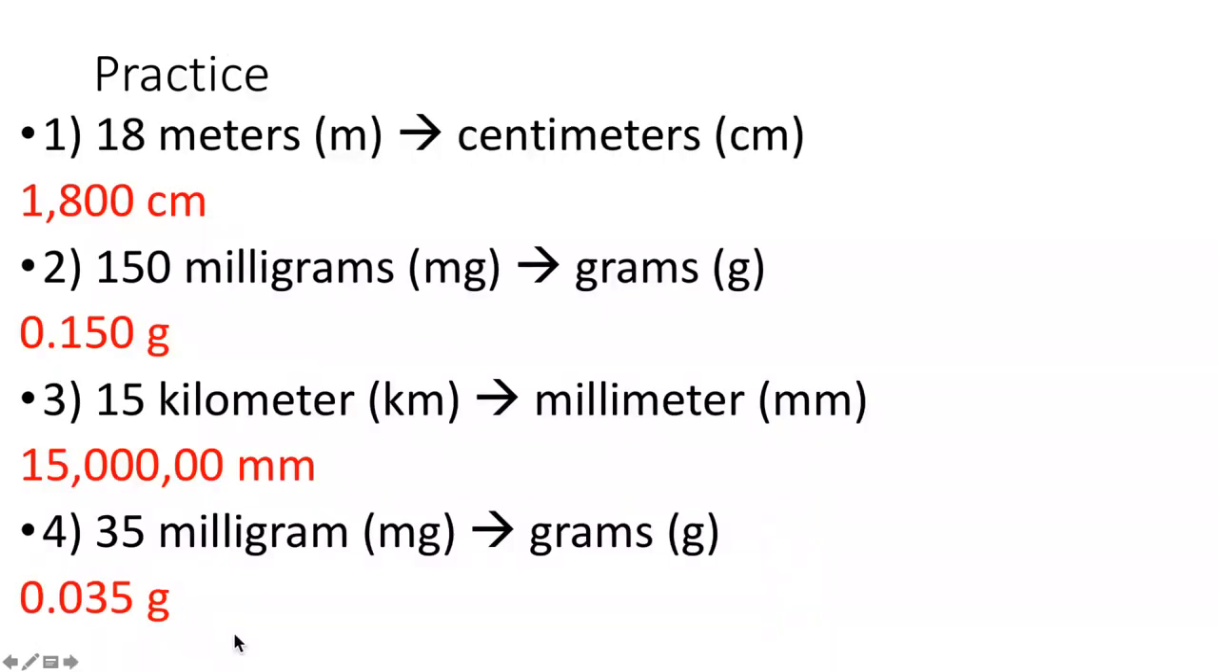All right, so here are the answers. Meters to centimeters, you should move 2 places, so it's going to be 18,000. Milligrams to grams is going to be 3 places to the left, so 0.150 grams. 15 kilometers to millimeters will be 15,000 millimeters. And 35 milligrams to grams is going to be 0.035 grams.